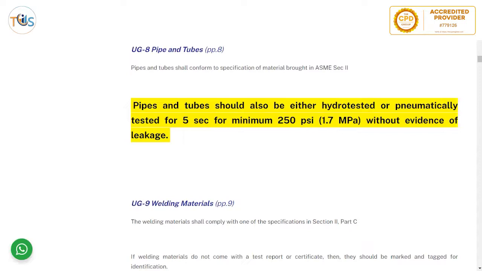Pipe and tubes. Pipes and tubes shall conform to a specification of material brought again in ASME Section 2. So ASME Section 2 is all about the materials, different types of materials. Part A, ferrous metal. Pipes and tubes should also be either hydro tested or pneumatically tested for 5 seconds for minimum 250 psi without evidence of leakage.